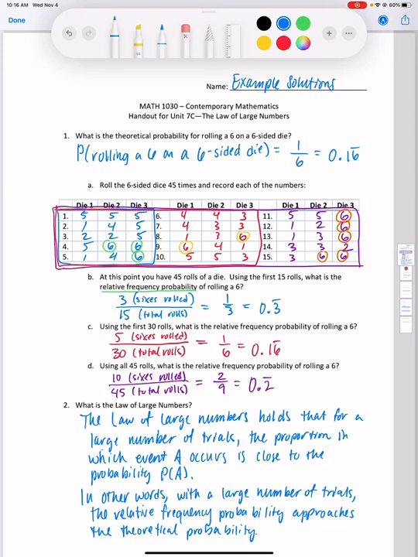Okay, so at this point, 0.3 repeating is above. 0.16 repeating was exactly on. Then we went above a little bit, and then we might go below a little bit, or kind of hover around the exact number for theoretical probability.